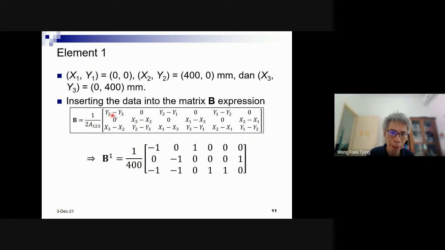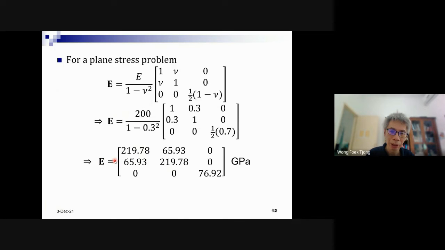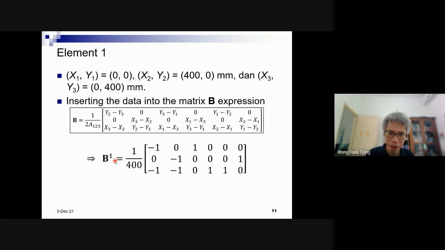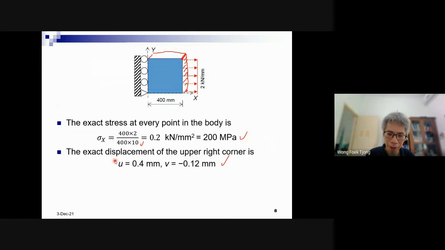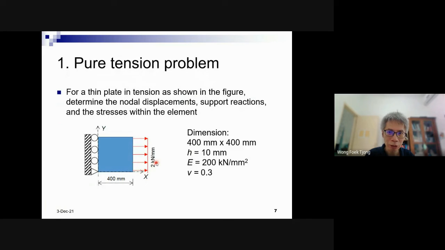But y2 minus y3, for example, is minus 400. So 400 divided by 400 is just 400. The final result is this. You can check by yourself, okay? Any questions up to this point? This is the B matrix for element number 1. And then we should ask whether this problem is a plane stress or plane strain problem. Because the thickness is thin, this is a plane stress problem, right?